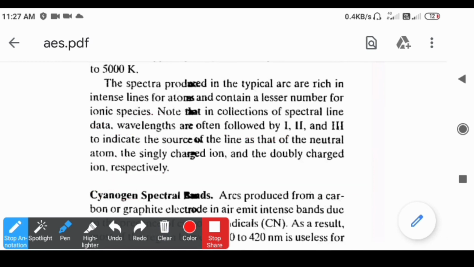The spectra produced in the typical arc have intense lines for the atoms and contain fewer ionic species. So here one important point is that in the spectra we get, the intense lines are for the atoms and not for the ions, because atoms produce more, or more intense, lines as compared with the ions.